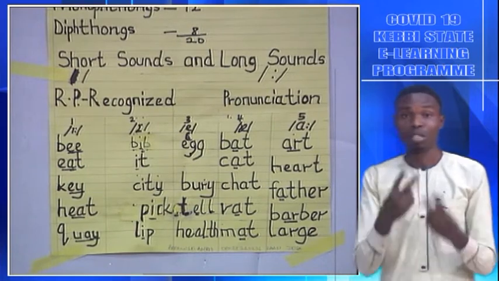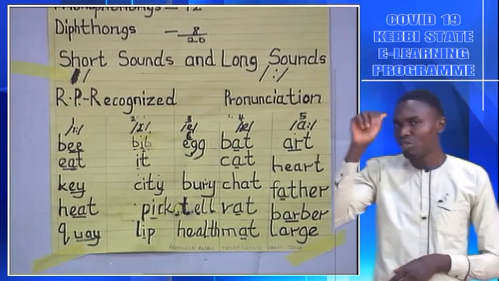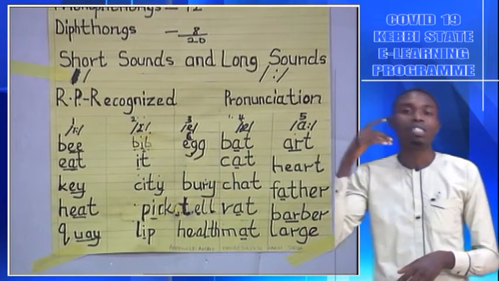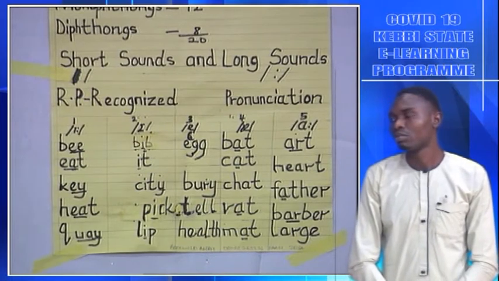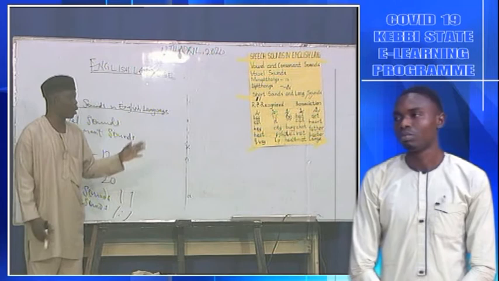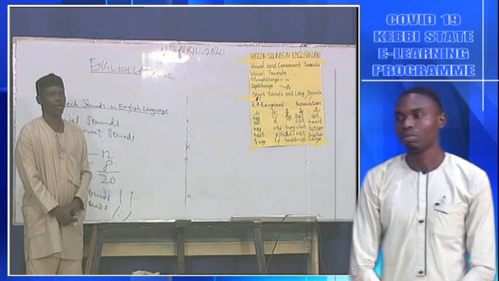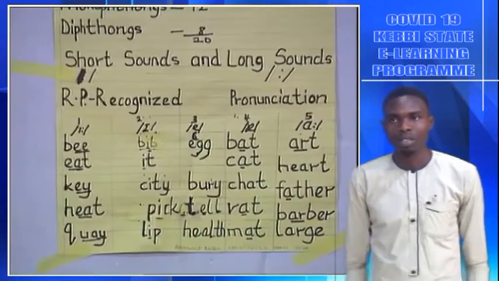If you are tested in your exam, they give you options. Any of these examples can go for this sound, either double E, E-A, E-Y, or U-A-Y, as far as vowel number 1 is concerned. Are you following? Then we go to vowel number 2.